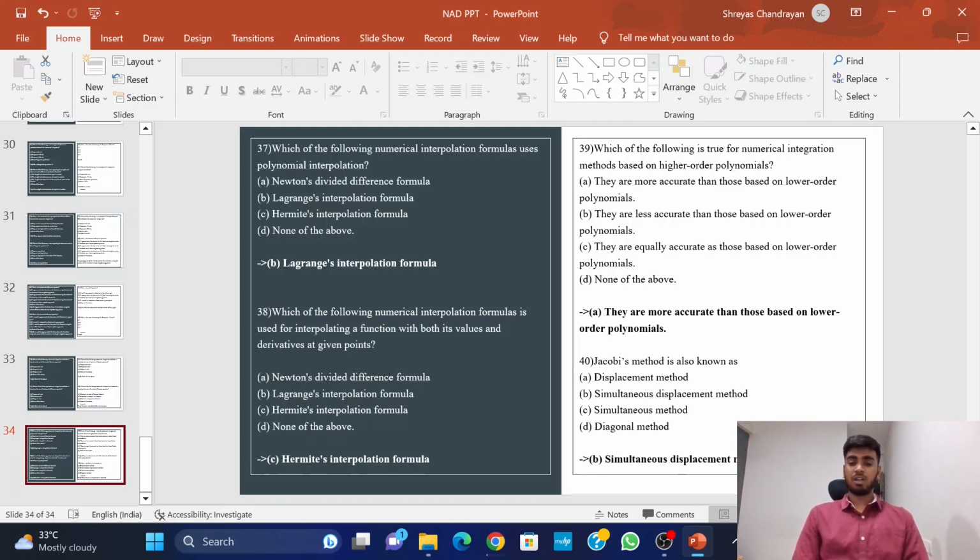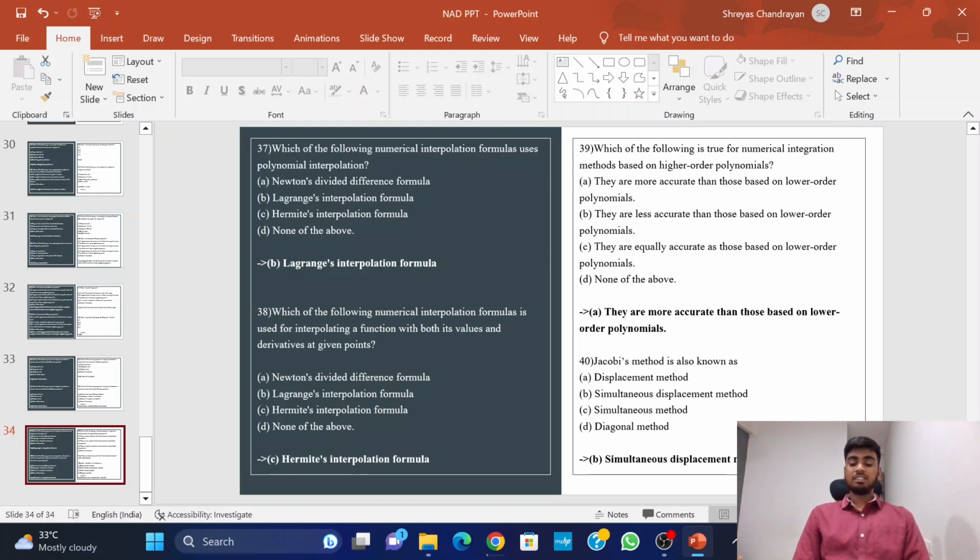Hermite's interpolation formula. Question number 39: which of the following is true for numerical integration methods based on higher order polynomials? Options are: A, they are more accurate than those based on lower order polynomials; B, they are less accurate than those based on lower order polynomials; C, they are equally accurate as those based on lower order polynomials. So the correct option is A. They are more accurate than those based on lower order polynomials.